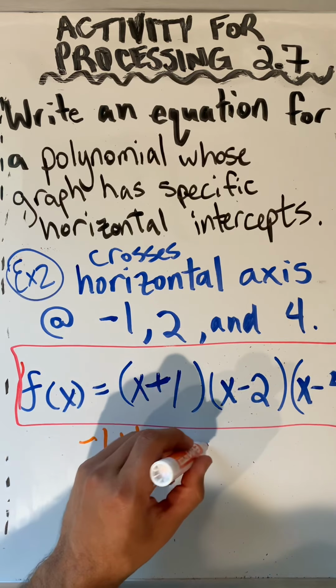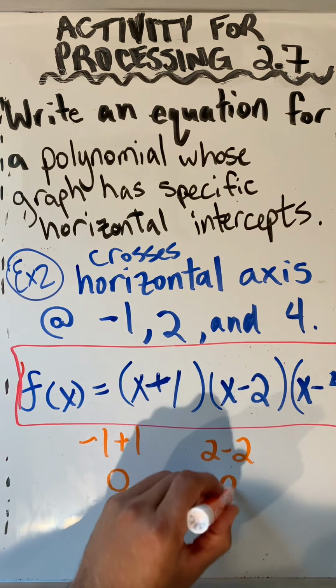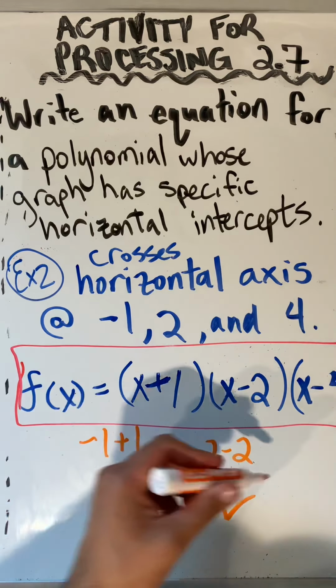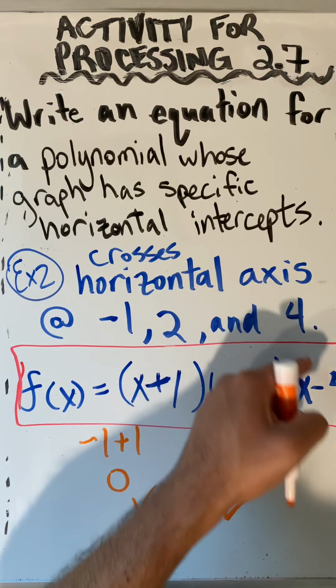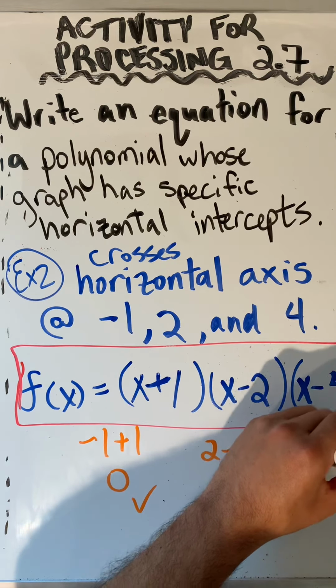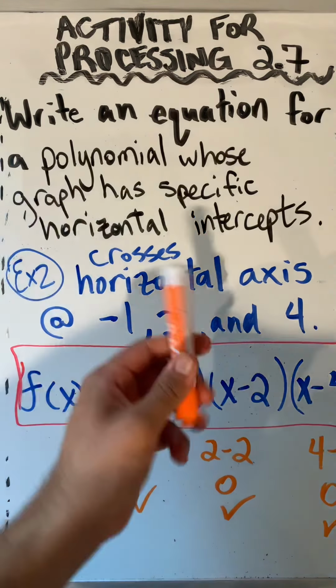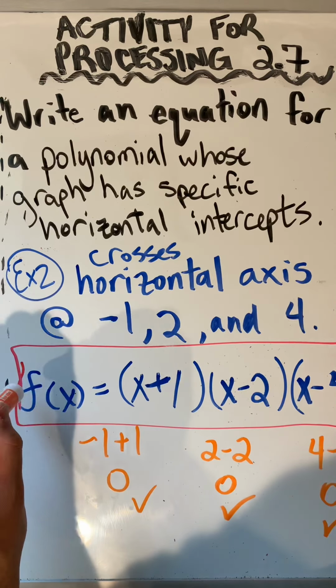2 minus 2. That's 0. That works. So now you notice I'm not putting y equals. I'm showing it a different way. Kind of like some mental math there. 4 minus 4. That's 0. Okay. So there we go. We have just created 3 successful zeros using the question. So if you pause the video, this is the equation you just created.